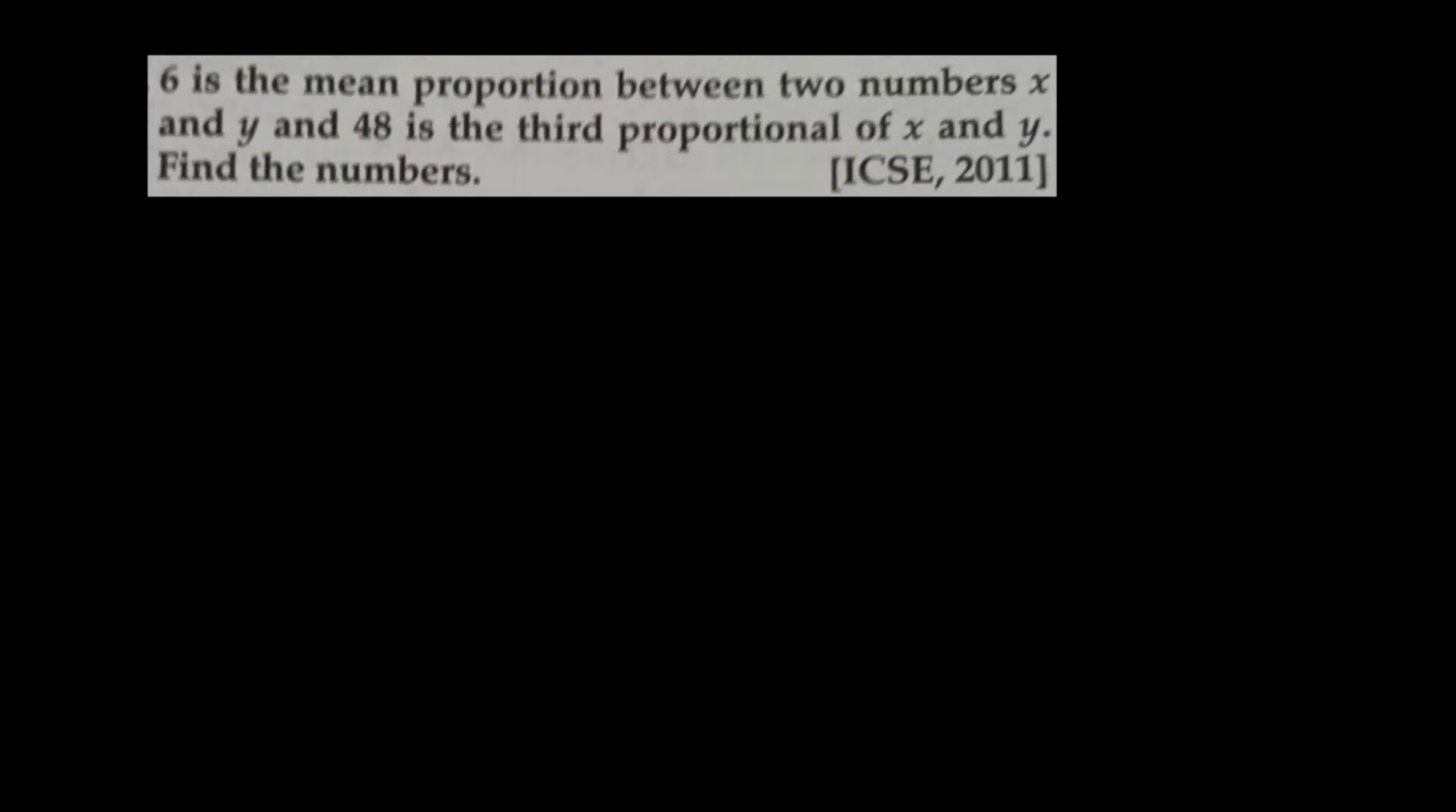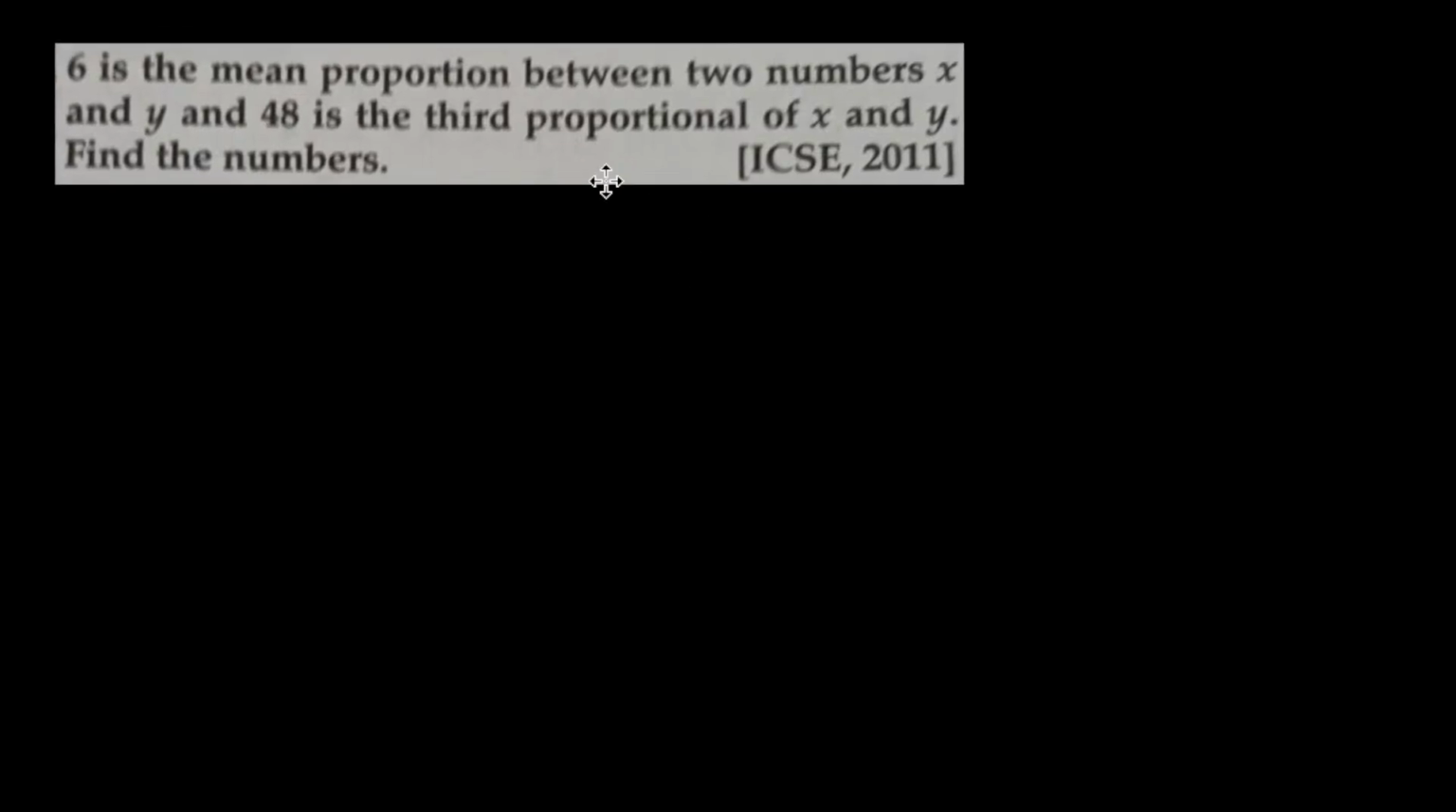Okay. So this question, I'll explain. If 6 is the mean proportion between two numbers x and y, when we talk about mean proportion, that means we are talking about continued proportion. They are telling 6 is the mean proportion between x and y. So I have the numbers this way, 6 will come in the center between x and y. So this is the first given thing.